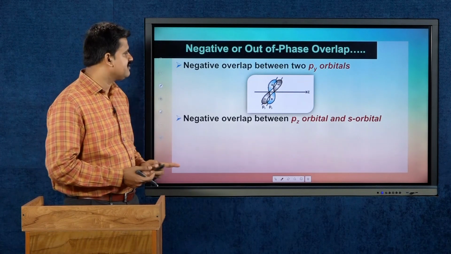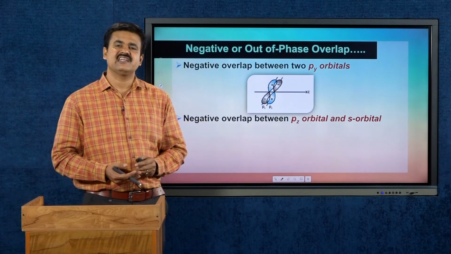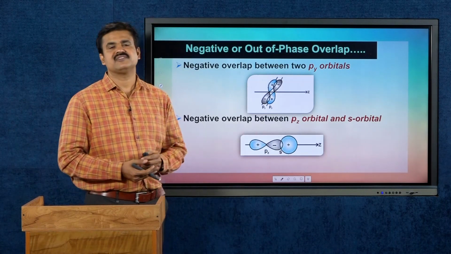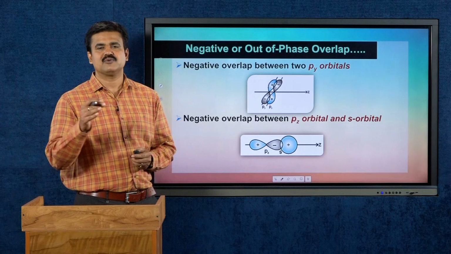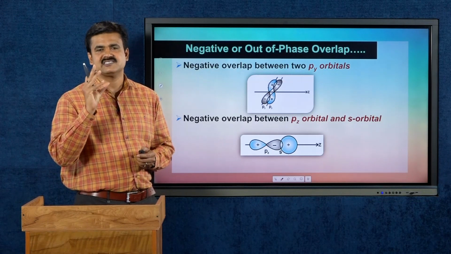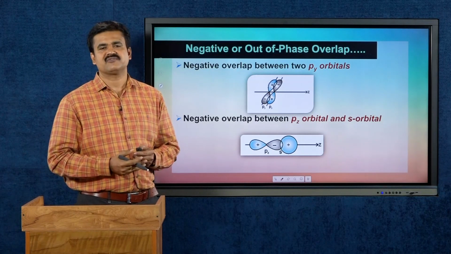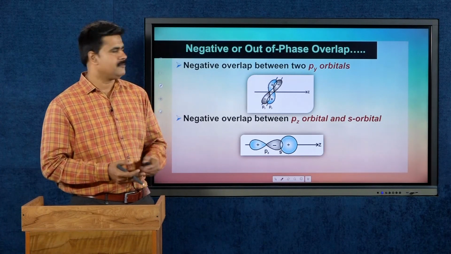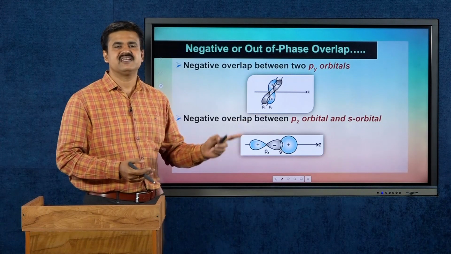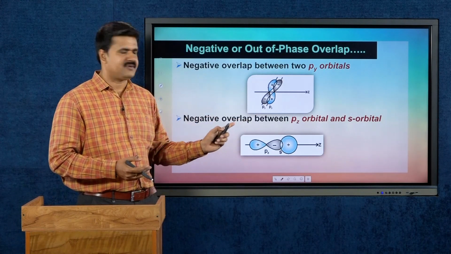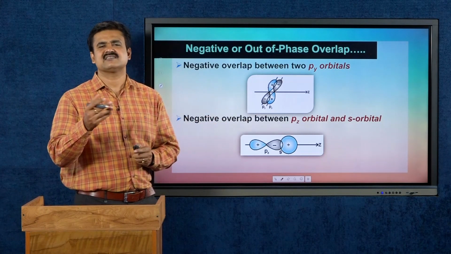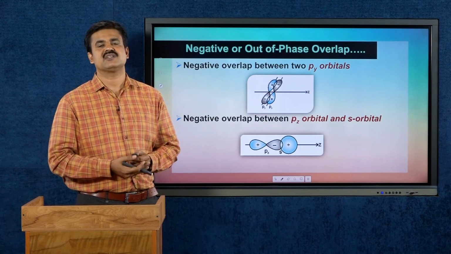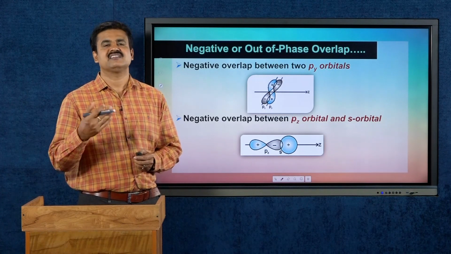Negative overlap between a pz orbital and an s orbital is also shown here. The negative part of the pz orbital overlaps with the positive part, only the positive part, because the s orbital is spherically symmetrical. So, this is the overlap between a negative part and a positive part, or simply the out of phase overlap. So, we mentioned the cases of positive overlap and negative overlap.